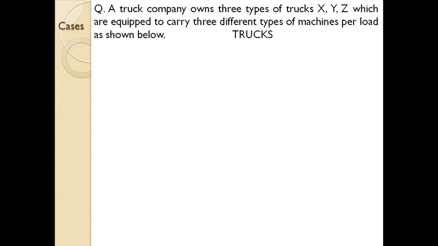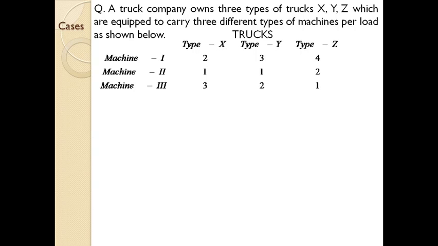So we will deal with a case. A truck company owns three types of trucks X, Y, Z, which are equipped to carry three different types of machines per load. As shown below, the details of the trucks along with the materials they were dealing with are given. Here the details of the machines are given: machine 1, machine 2, machine 3, three different types of machine, and the capacity of each truck is also given.